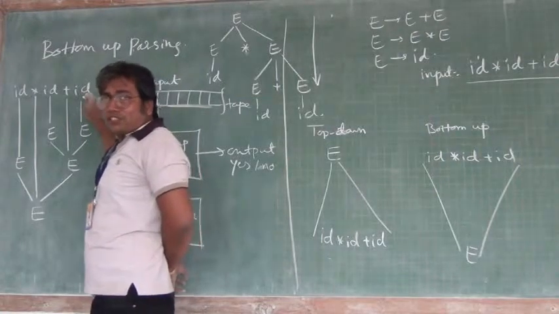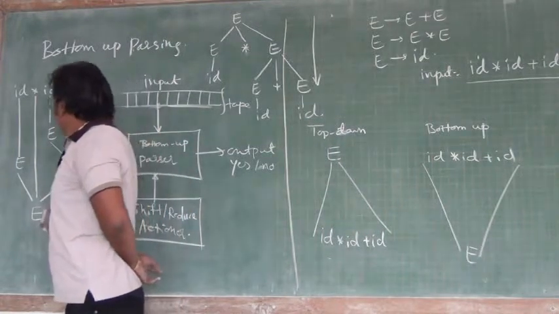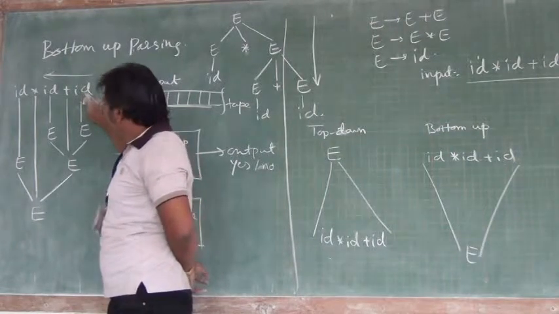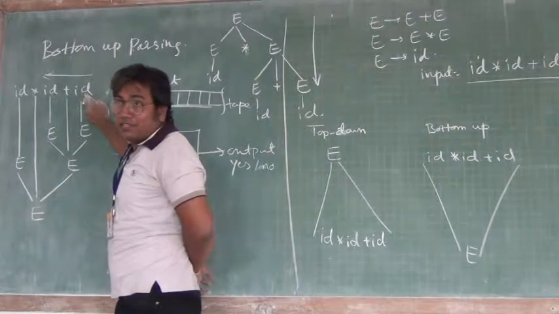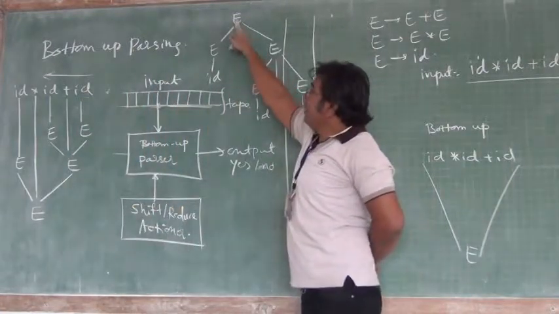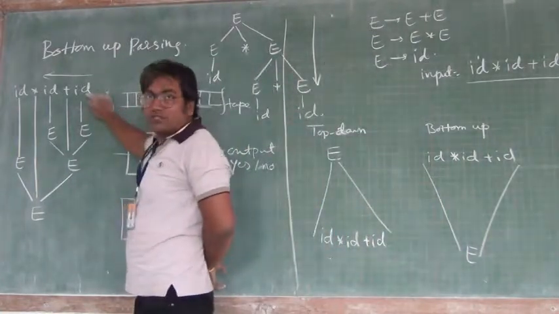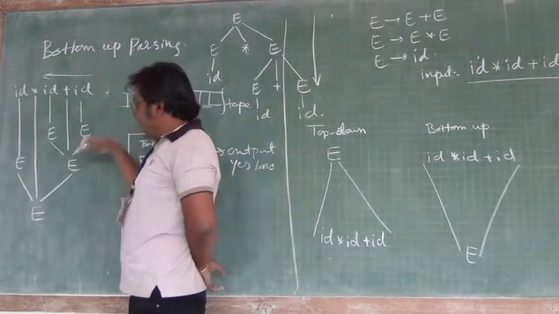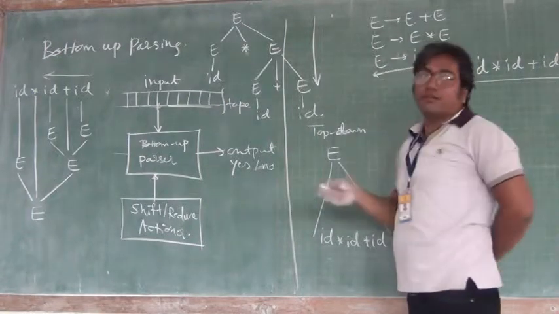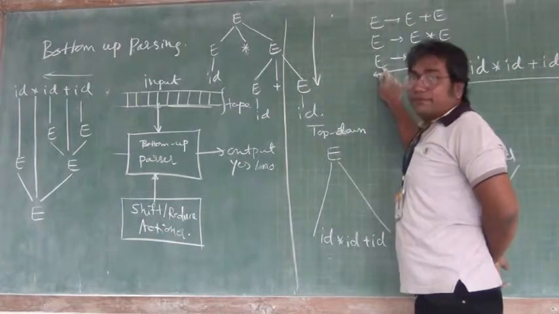Here, in this approach, I start to scan my string from right to left, this way. So I take this first symbol and I reduce it. See, I am using the term reduce. Here I was using the term expand. I expanded E to E plus E. This is expansion. Here I am using the term reduce. ID I am reducing to E. So in reverse way I am applying my production. I found ID, that I am reducing to E.